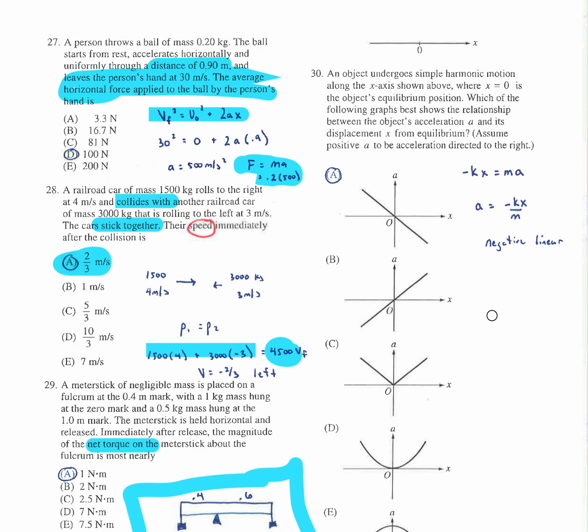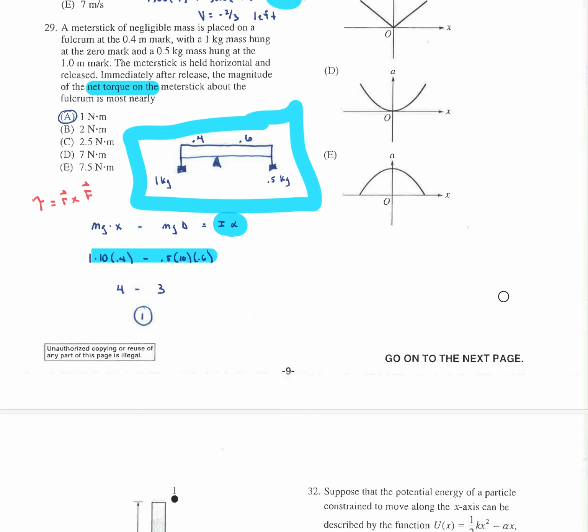All right, this is a simple harmonic motion. We know that that looks like this. Negative kx equals ma. We can solve for a. How do I know to do that? Well, look at the graphs. You want a as a function of x. So just find your classic differential equation. Negative kx equals ma. Divide by m, and boom, you got an equation that says a as a function of x. This is a negative line.